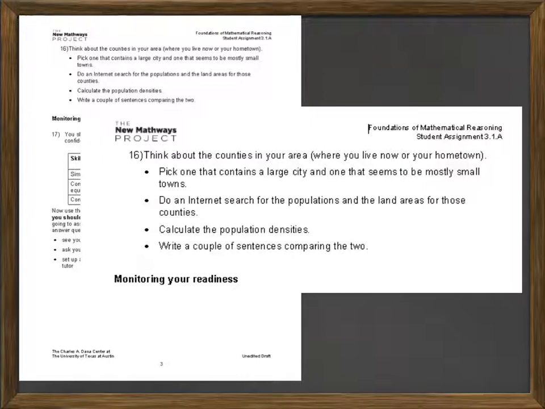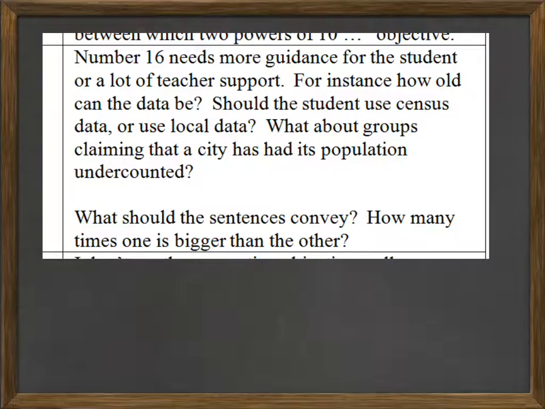The second comment was on one of the problems. If you look at page 3 of 3.1a, problem 16 says, think about counties in your area, where you live now or your hometown, and you're to pick a city and you're to do some calculations about densities. My thought was that there wasn't quite enough direction on what the sentence should say.